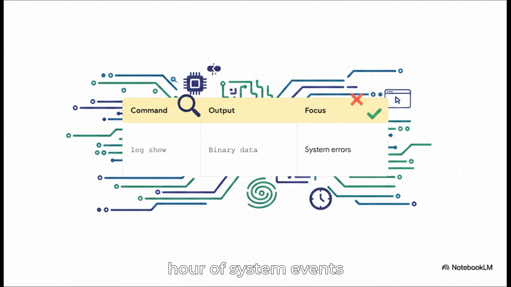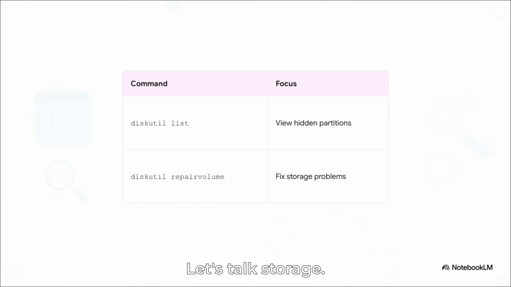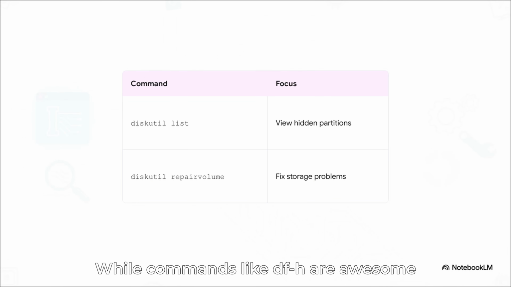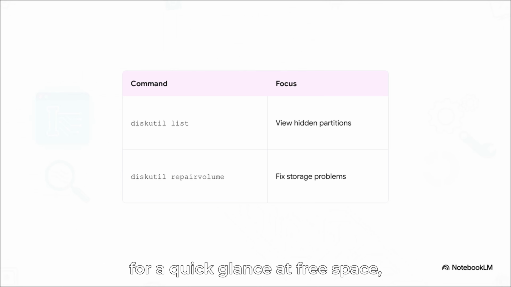You can pull the last hour of system events to see exactly why a kernel panic happened or why a background service crashed, all while completely bypassing the clunky Console app. Let's talk storage. While commands like df -h are awesome for a quick glance at free space, diskutil is your true heavyweight replacement for the Disk Utility application.